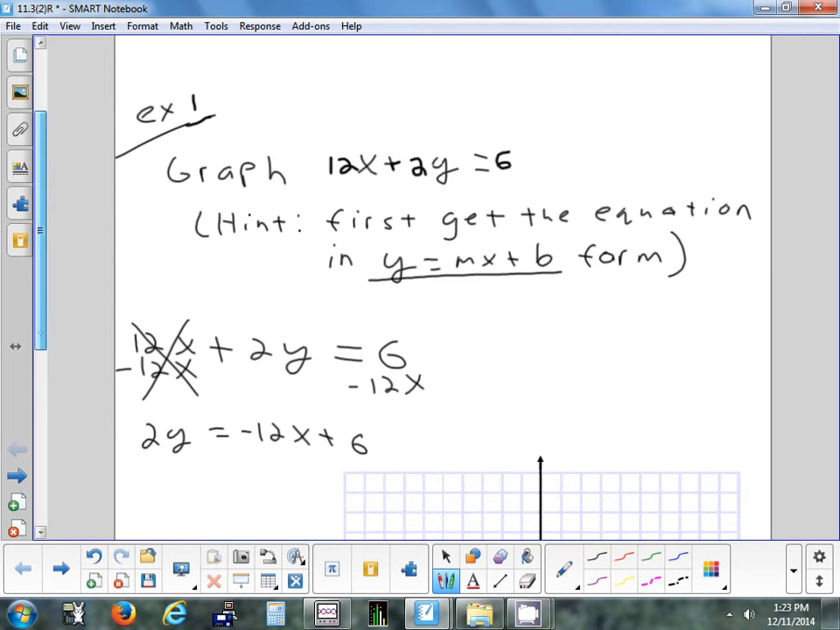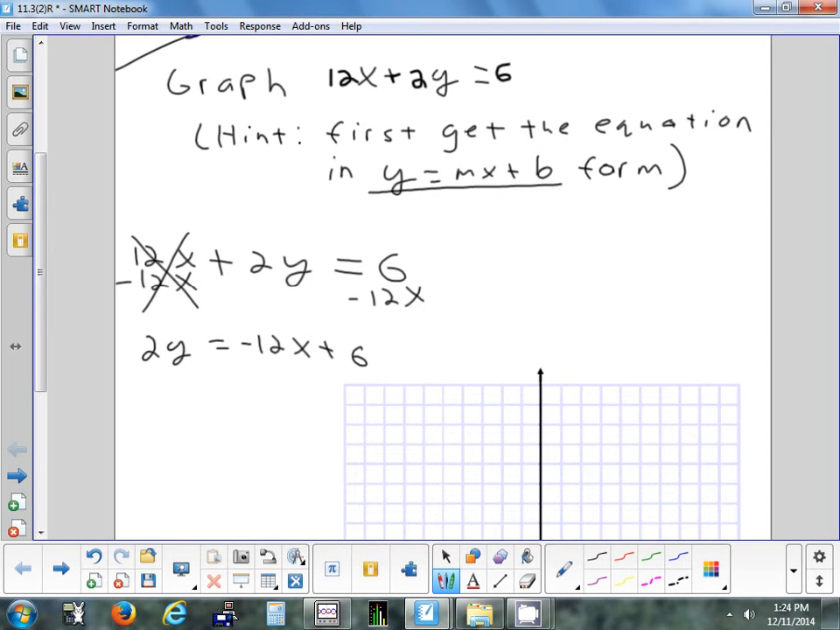Where should we put that? If you have a blank piece of paper, you can put it on that. Otherwise, you could just watch for this one. Okay, is it in y equals mx plus b? Nope. Who can tell me my last step? Divide by 2. Divide what by 2? Everything. Divide everything by 2.